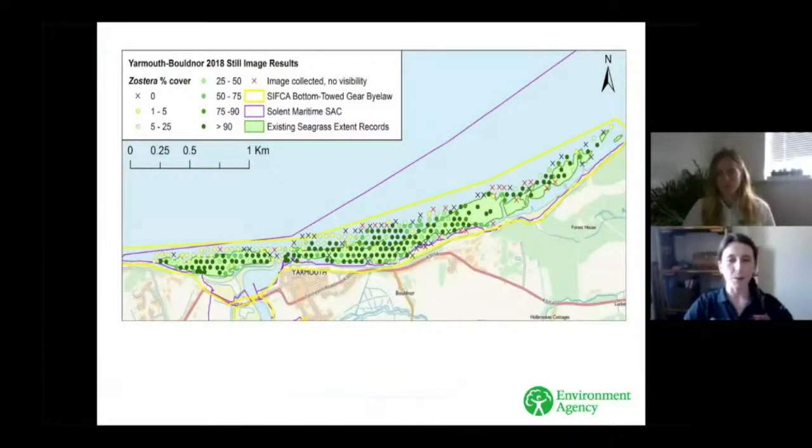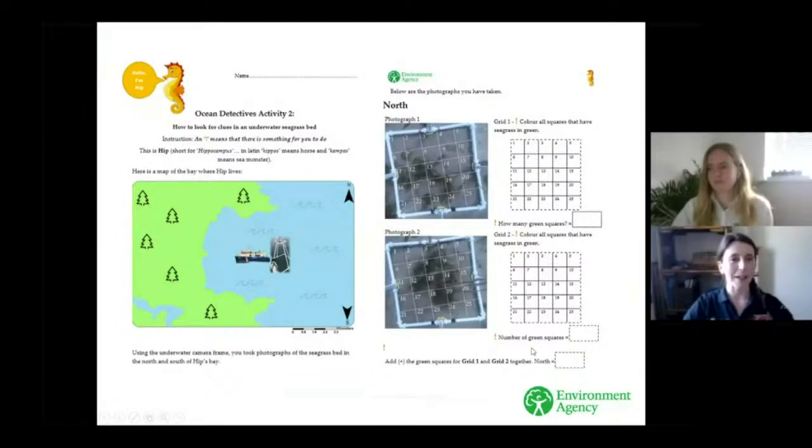Here is an example of a mapped seagrass meadow off our south coast. The darker green spots that you can see is where the seagrass is thickest. We can go back after a few years and do the whole survey again to see if the meadow has changed. If we find that the seagrass is disappearing in this area, we will then work with other organisations to help to protect it.